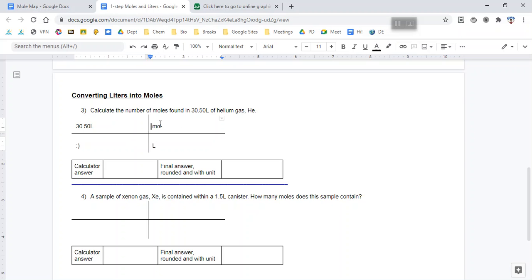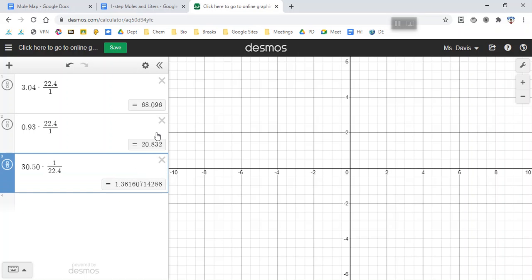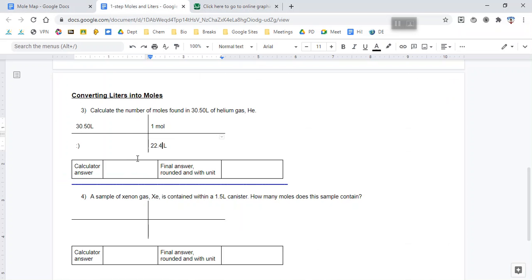Now I can put my numbers in. Moles always gets a 1 with it. Liters gets a 22.4, and then I'm going to go to my calculator. So I'm going to do the 30.50 times the one that was on the top, divided by 22.4, the number on the bottom. So I get this really long answer. Okay, I don't want to type it. I'm just going to copy it over. No problem. Now we need to think about sig figs.